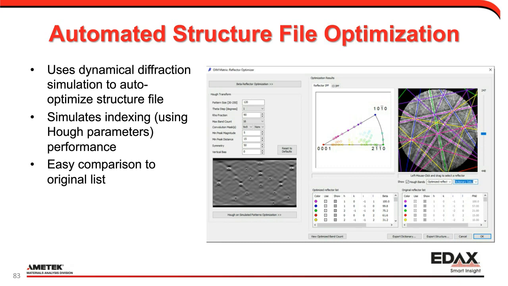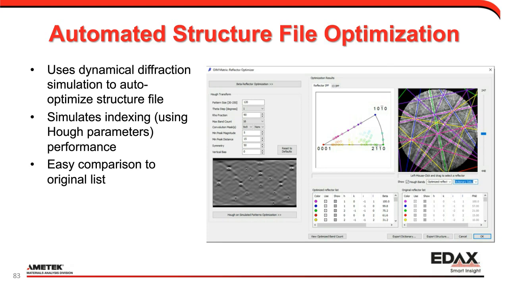So compared to traditional point-and-click selecting reflectors by hand, this almost becomes a 1 to 2 button type of analysis to create these structure files. So it's much easier than previous approaches.